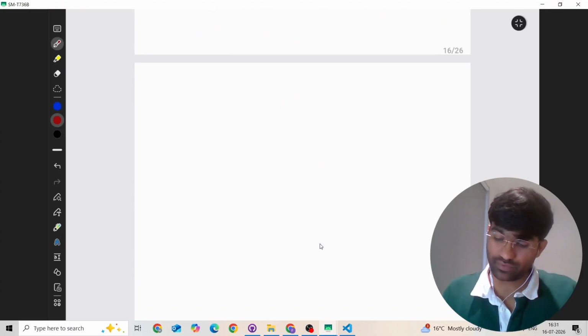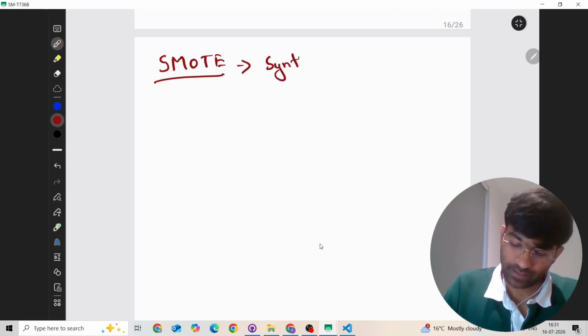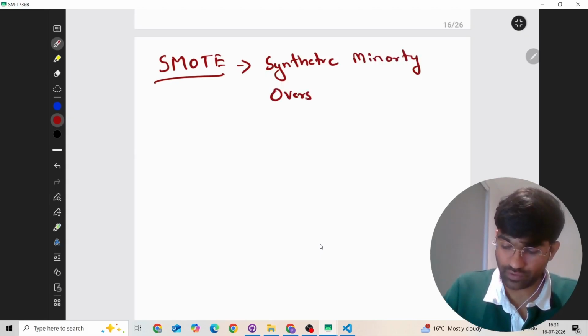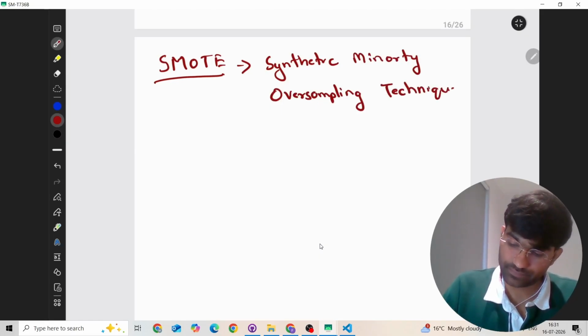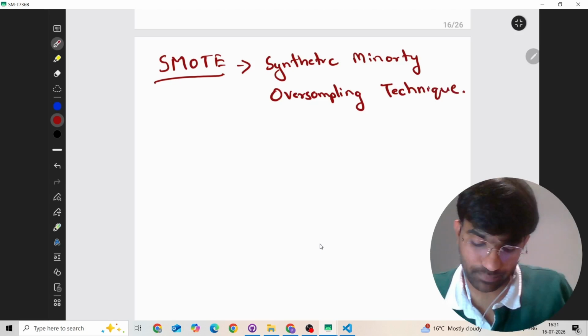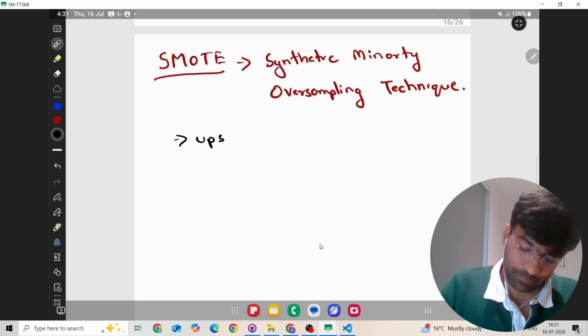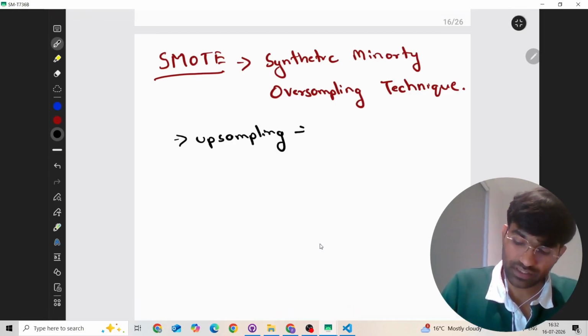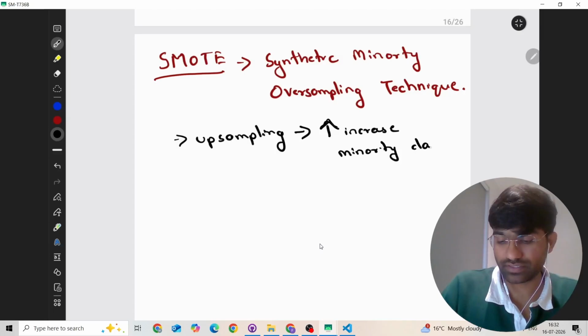I prefer SMOTE. What is SMOTE? Synthetic Minority Oversampling Technique, where O stands for oversampling. In general this is upsampling, which means we will increase the minority class data points.